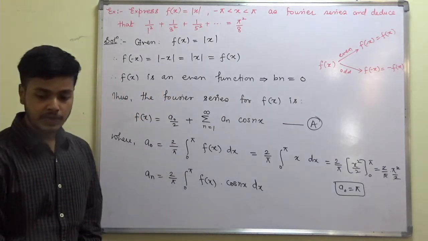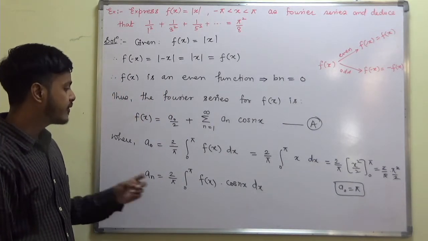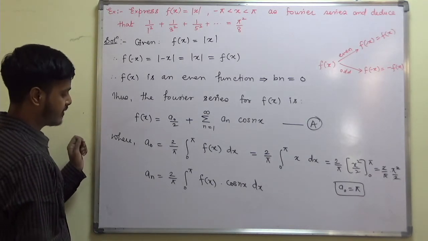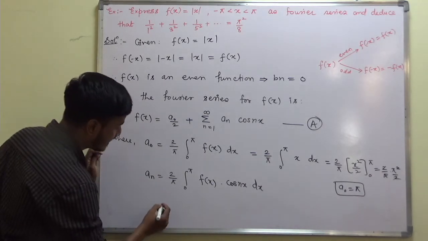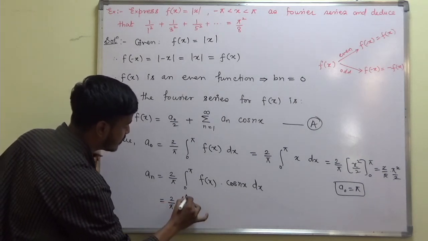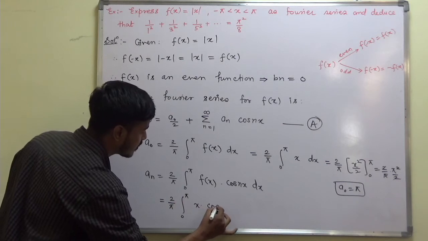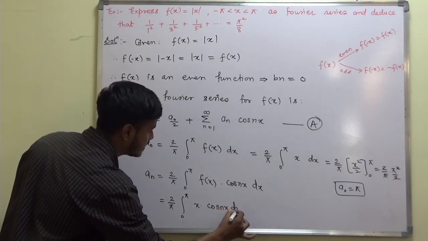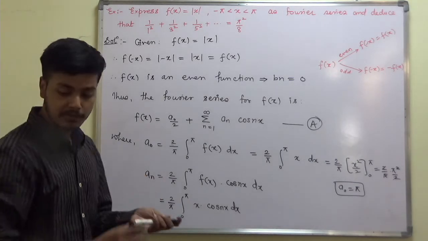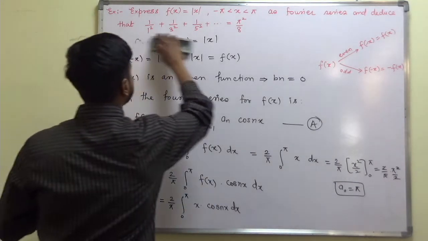Simple. So a0 is pi. Now let us find out this bn. So what is this bn? Okay, so this an is 2 by pi integration 0 to pi x into cos nx dx. Simple. Now you can apply the integration by parts over here.